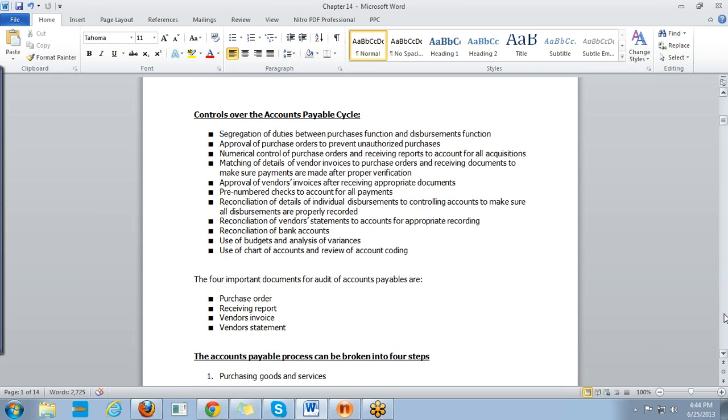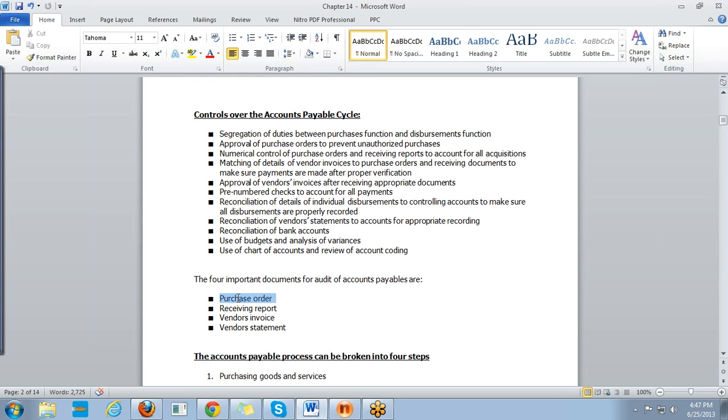Okay, let's take a look at it. Here are all the controls for accounts payable. Let's review this. So when you look at these things, approval of purchase orders to prevent unauthorized purchases, we are going to look. When you read this, maybe you understand this completely, maybe you don't. But when we look at this cycle, it will all make sense. Let's take a look at the cycle.